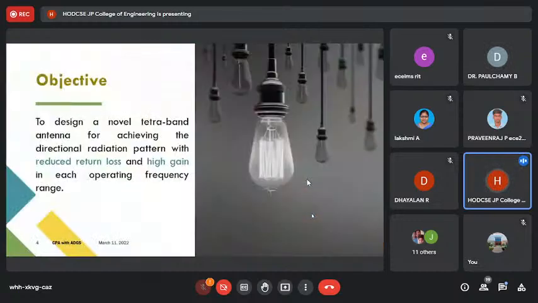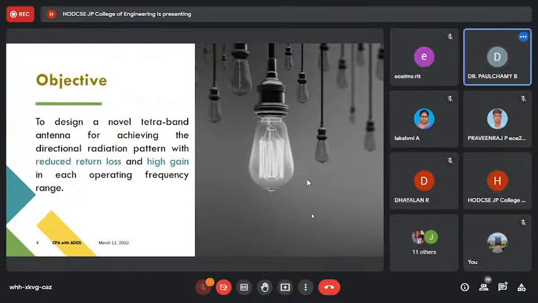First is the objective of our research work. The main objectives of this paper are to design a novel wearable microstrip patch antenna for multiple operating frequencies, then to reduce the size of the antenna, and finally to improve the performance, such as return loss and voltage standing wave ratio, and also improve the gain for all operating frequencies.